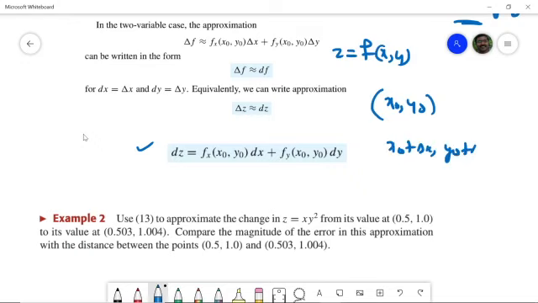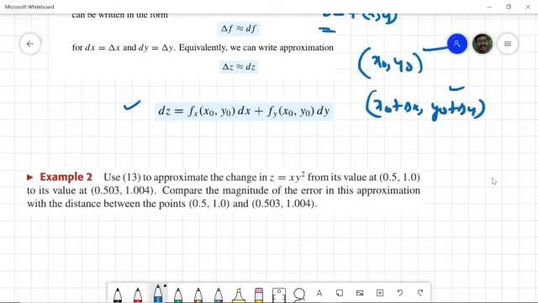So I need to find the change in z when x0, y0 changes to x0 plus delta x, y0 plus delta y. Now this result gives you the change in z when the point x0, y0 changes to x0 plus delta x, y0 plus delta y. So the formula is nothing but the differential of z at the point x0, y0. So dz is nothing but the differential of z at the point x0, y0. So with that idea, let us do this problem.